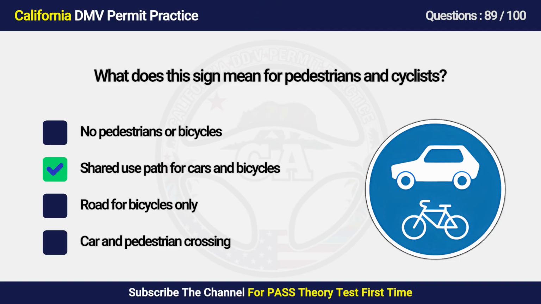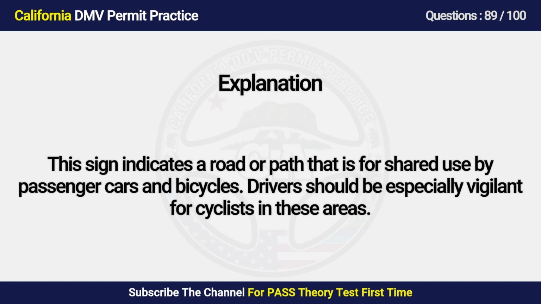Answer is B, shared use path for cars and bicycles. This sign indicates a road or path that is for shared use by passenger cars and bicycles. Drivers should be especially vigilant for cyclists in these areas.